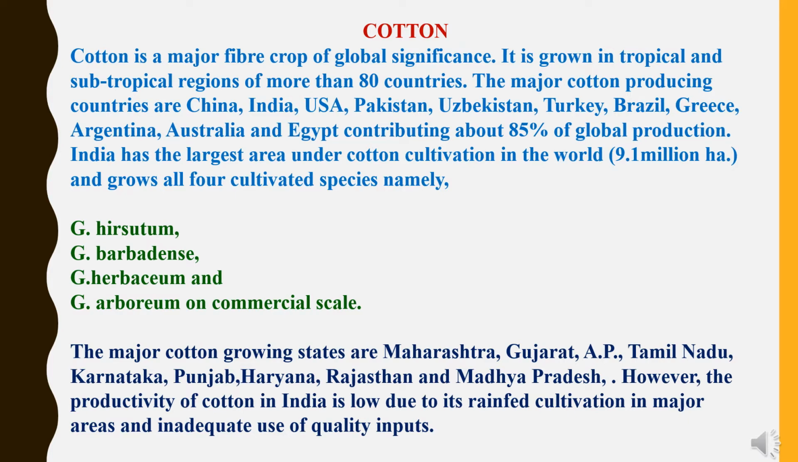The major cotton growing states in India are Maharashtra, Gujarat, Andhra Pradesh, Tamil Nadu, Karnataka, Punjab, Haryana, Rajasthan, and Madhya Pradesh. However, the productivity of cotton in India is low due to its rain-fed cultivation in major areas and inadequate use of quality inputs. In the textile industry, cotton plays a major role in supplying industrial requirements.